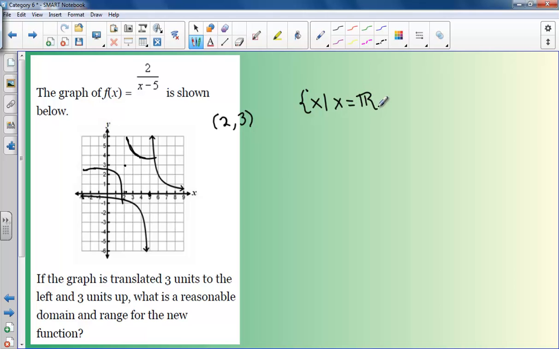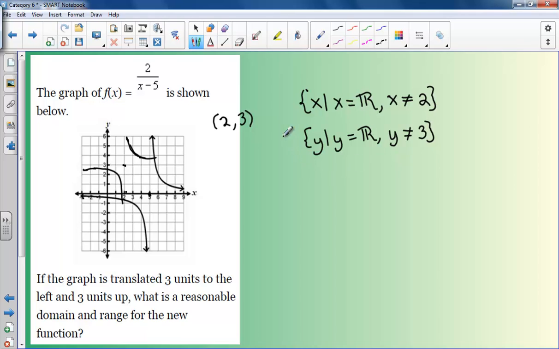And it includes all real numbers, except, in this case, I have one undefined point, and that undefined point, in my transformation, is right here, where h was. H always goes with my x. So x cannot equal 2. My range is going to be a set of all y's, such that y is in the set of real numbers, but y cannot equal my k value, or 3.